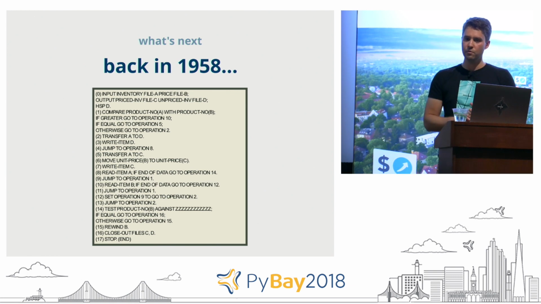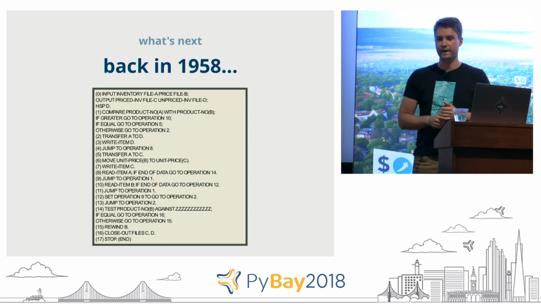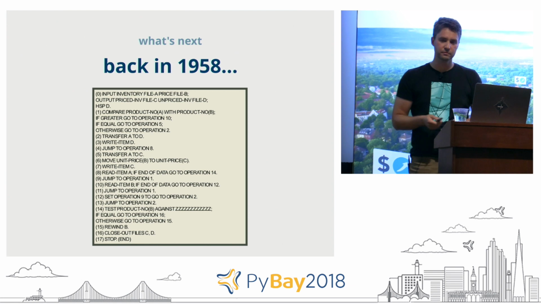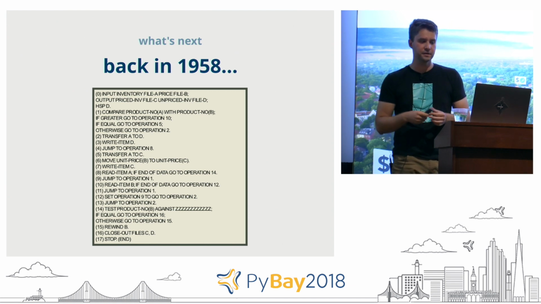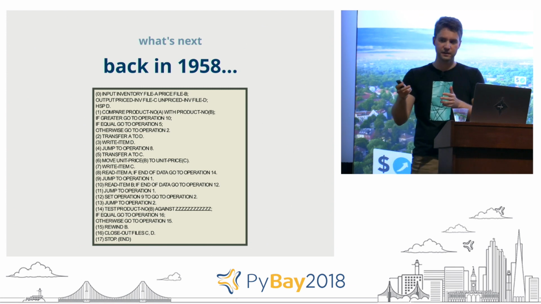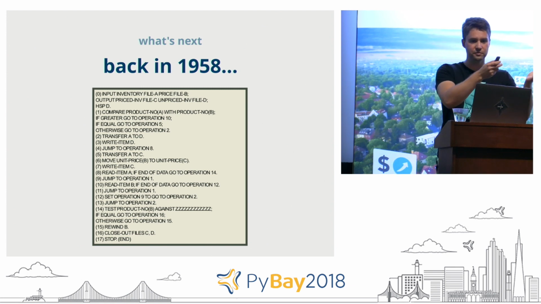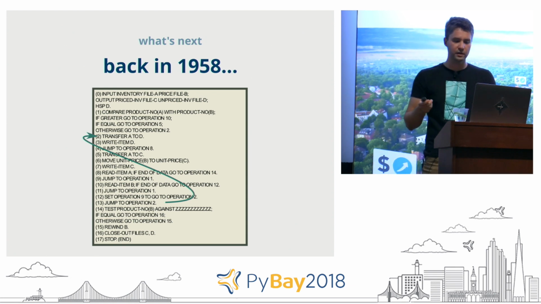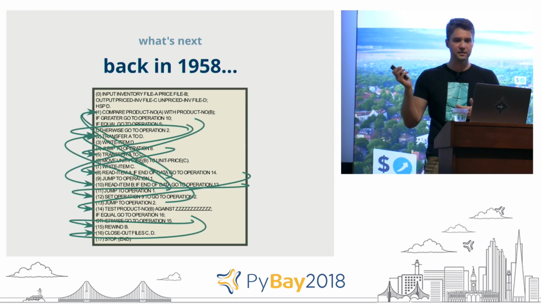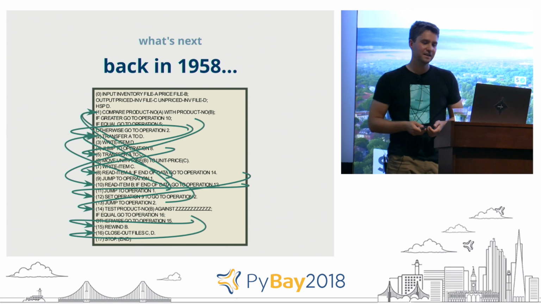So if you go back to 1958, this is how a typical program looked like. You don't need to read the code, but the idea here is that every line has a number, and some lines have basically jumps to other lines like this. But what happens if we visualize all those jumps? We have a picture like this. It's completely untraceable.